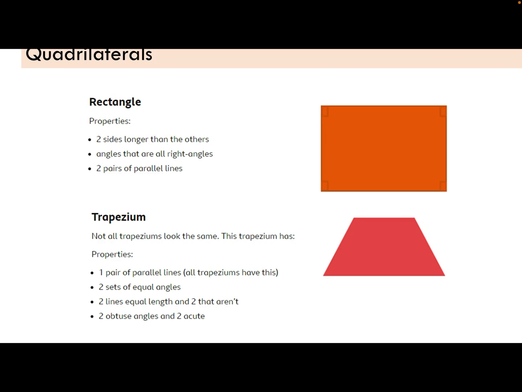All the angles are right angles, and it has two sets of parallel lines again. So it has that set and it has that set. It just so happens that the two horizontal parallel lines are a different length to the vertical ones.